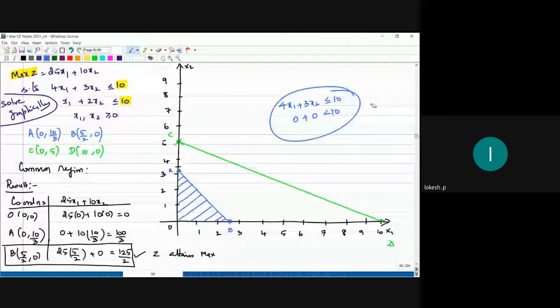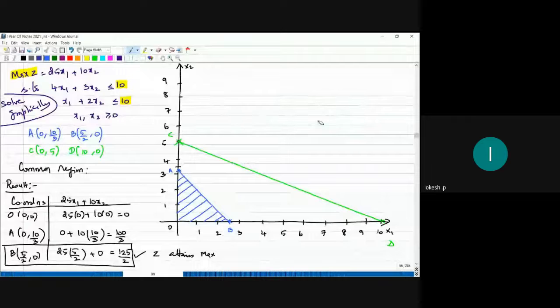Sir, how are you finding that C? C and D, take the second constraint. Take the first constraint. Substitute x1 is equal to 0. If x1 is 0, what is x2? 3x2 is 10. x2 will be 10 by 3. When x2 is 0, what is x1? 10 by 4, which is 5 by 2. In the same way, take the second constraint. x1 is equal to 0, what is x2? 5. When x2 is 0, what is x1? 10. Is that clear? Yes, sir.